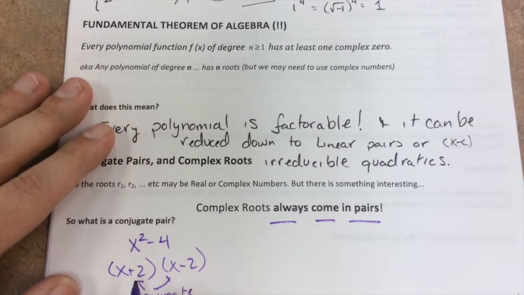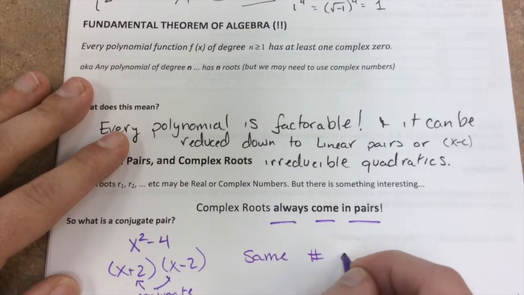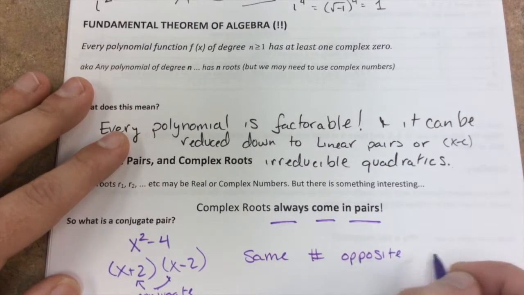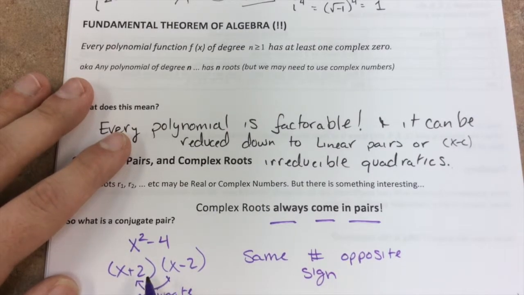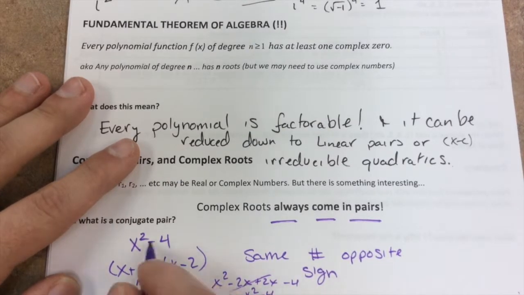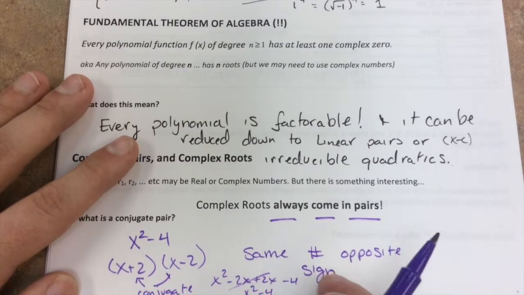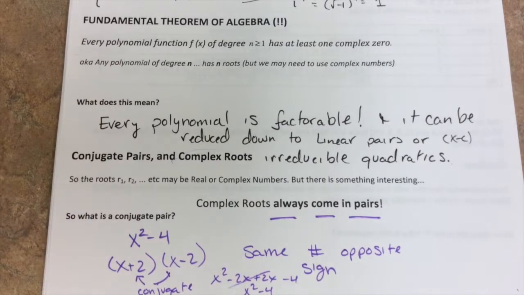And what that means is they are the same sign, same number, opposite sign. And what happens when we have conjugate pairs is when we FOIL this out, that's x squared minus 2x plus 2x minus 4, those middle terms drop off, and we are just left with x squared minus 4, what we started with. So this is going to be super important when we start talking about complex roots and we have imaginary numbers. So let's flip it and try a couple of problems like these.